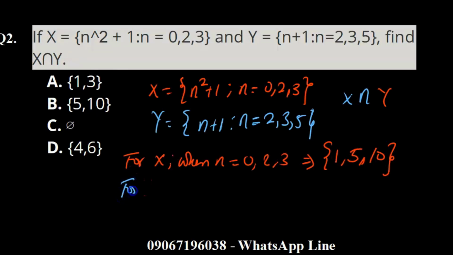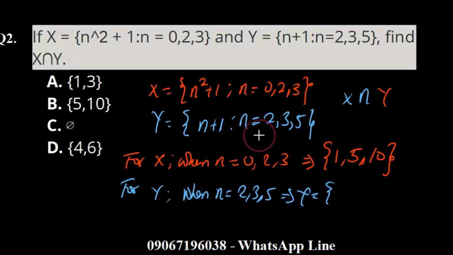Now let's go for y. For y, when n is equal to 2, 3, and 5, y is going to be a set of elements. For the first one, n is 2, and 2 plus 1 is 3. So the first element is going to be 3. For the second value, n is 3, and 3 plus 1 is 4. And for the third value, 5 plus 1 is 6.